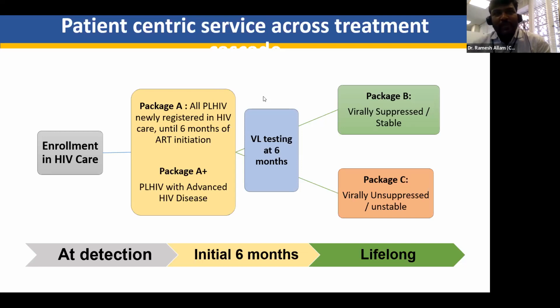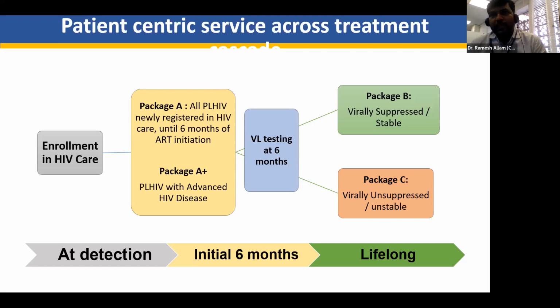So most of you have given bits and pieces of answers. The complete answer is any patient presenting with a CD4 count less than 200 or with WHO clinical staging 3 or 4, or age less than 5 years. All these are considered as advanced disease management cases. So they will be labeled as A plus patients. And once a patient completes the viral load at the end of 6 months, based on the viral load, they will be either going to package B or package C.